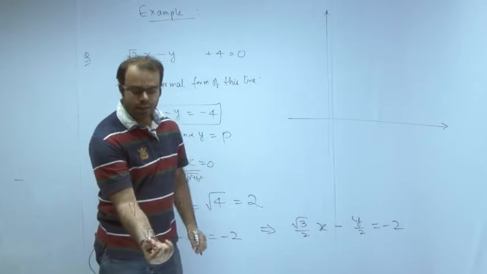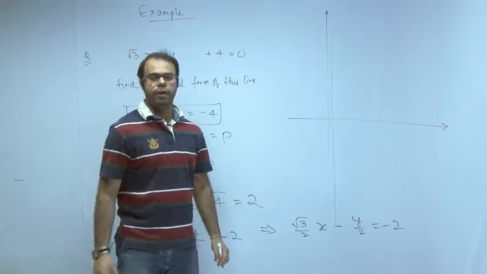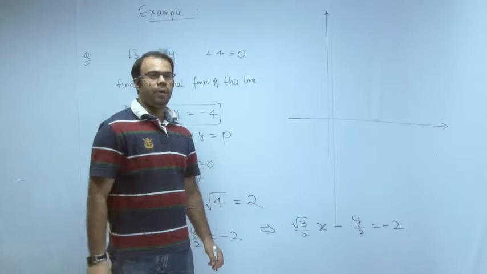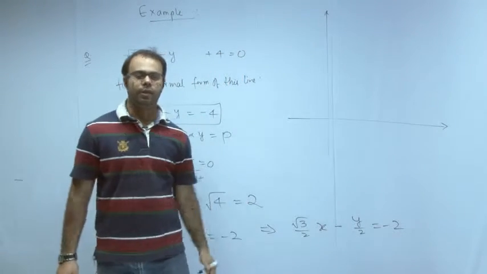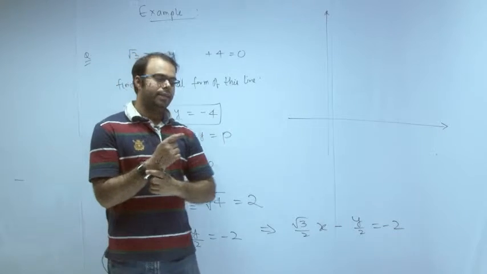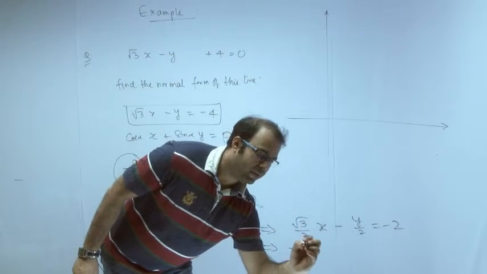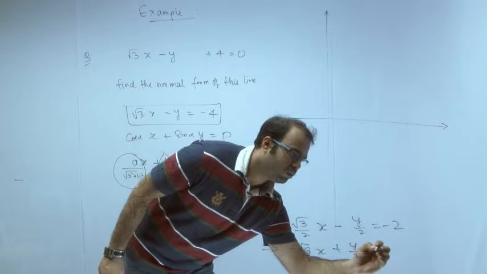But can we say that this is cos alpha and minus 1 by 2 is sin alpha and p is equal to minus 2? No, we cannot say like this, because p cannot be negative. Perpendicular from the origin on that line cannot be negative, that is a distance, and that distance cannot be negative. So what we have to do, we have to multiply with minus 1 throughout and change it into plus 2.